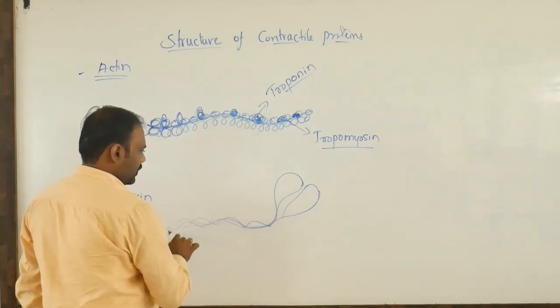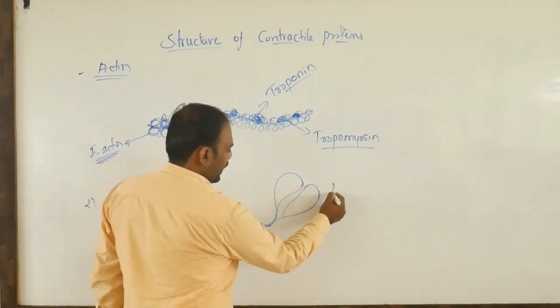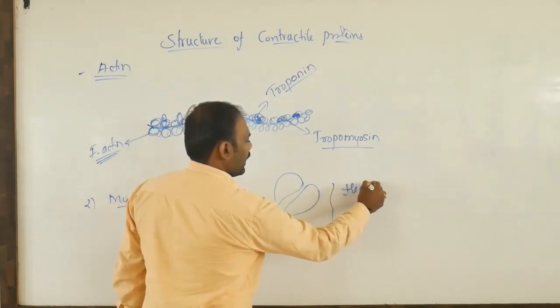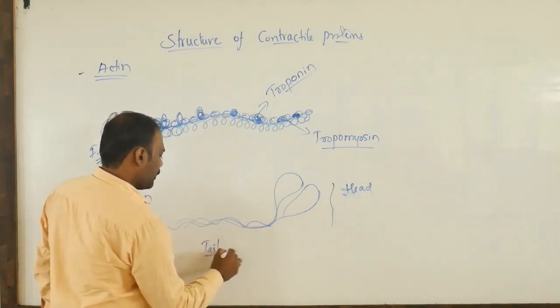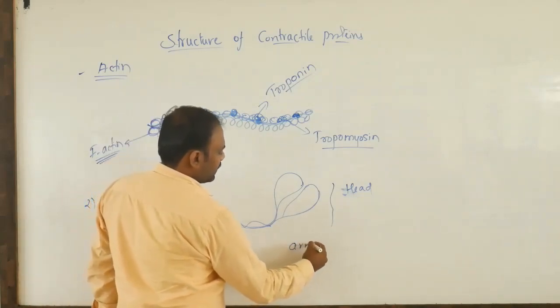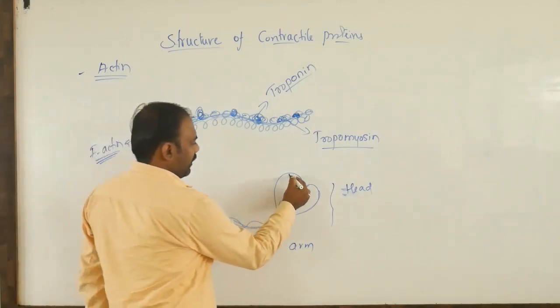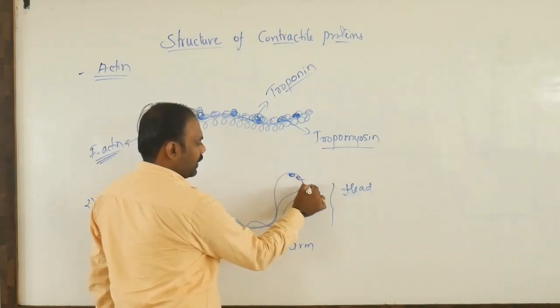This is the structure of myosin. Here, this is considered the head part and this is considered the tail part. And again, we consider it as an arm. And here, we will be having what? Two out of four. Totally 1, 2, 3, 4.